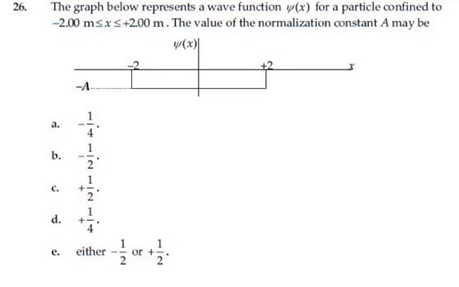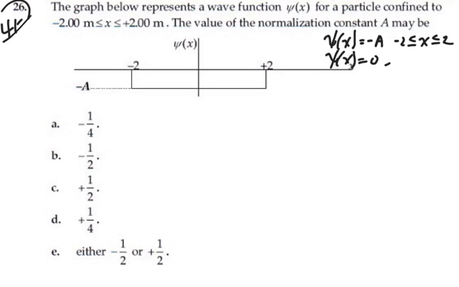Here's problem 4126. The graph below represents a wave function psi of x for a particle confined to -2 ≤ x ≤ 2. The value of the normalization constant A may be, well, we can see that psi of x is equal to negative A in the range of -2 ≤ x ≤ 2, and our wave function psi of x is equal to 0 elsewhere.